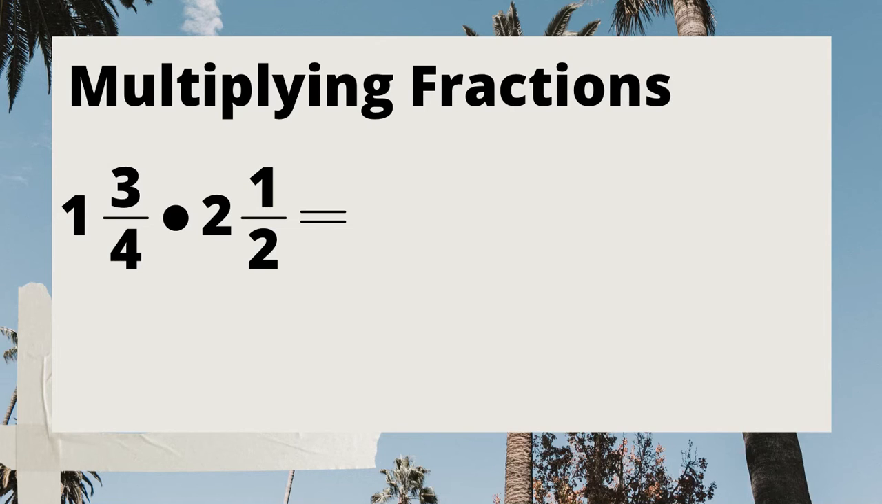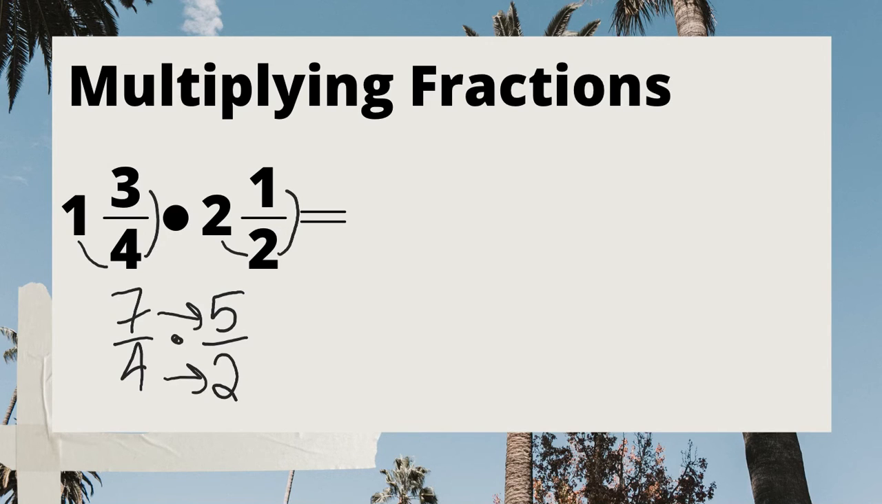Now we'll do another example, and in this example, both fractions are mixed numbers, which means we have to convert them both to improper fractions. So let's start with the first one. So we would do 1 times 4 is 4, plus 3 is 7, so this would be 7/4. Times, and then 2 times 2 is 4, 4 plus 1 is 5, so this would be 5/2.